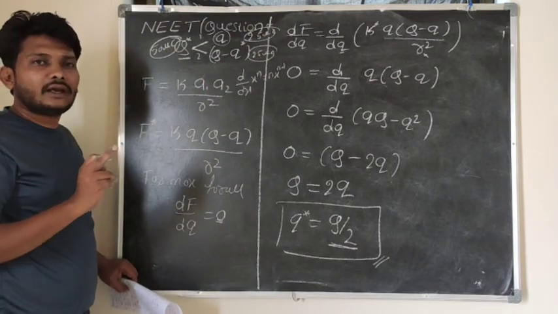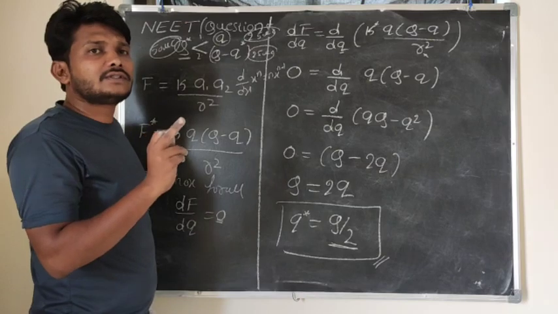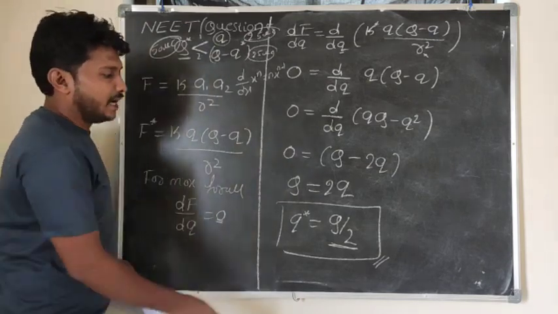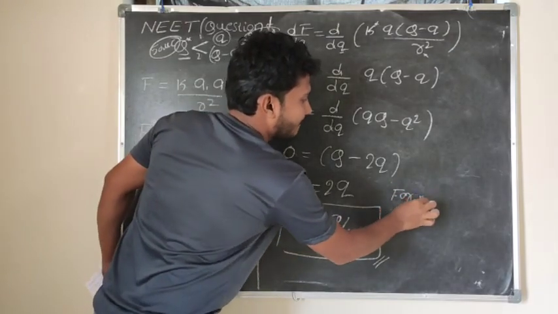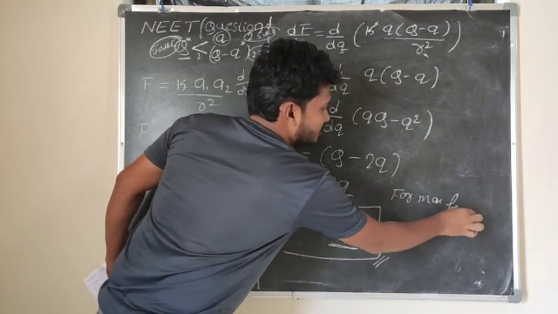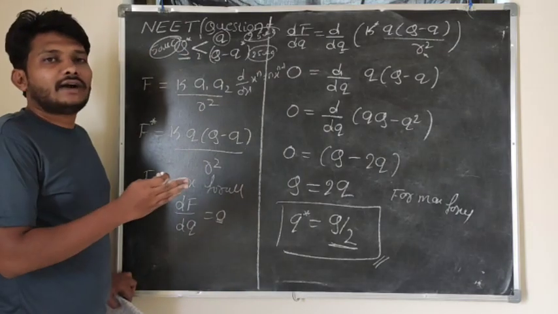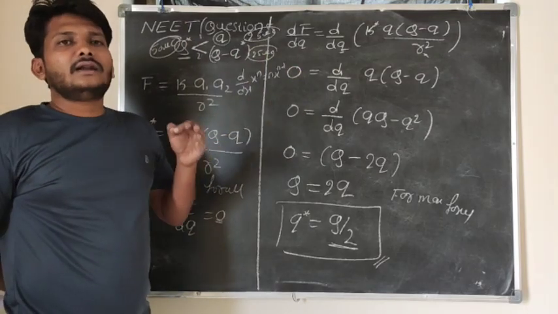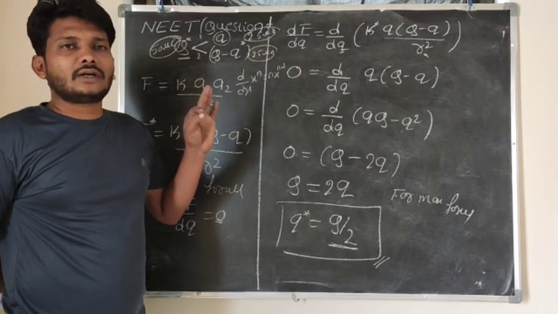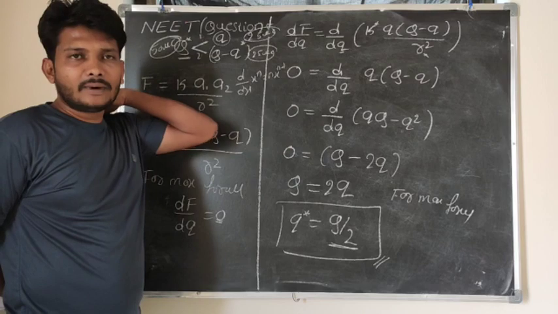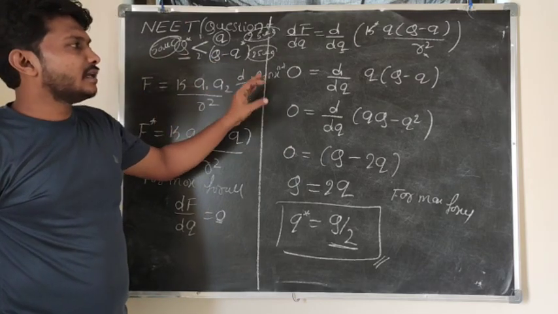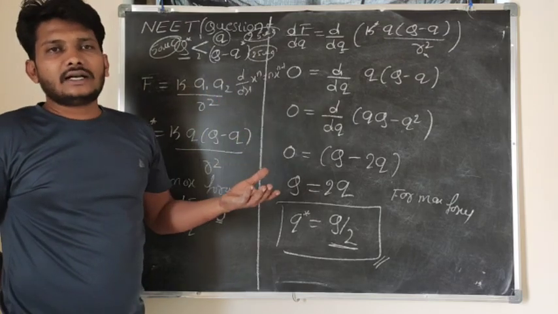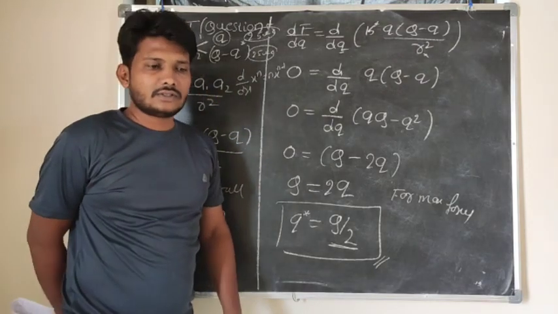Remember one point here: in order to get the maximum force, you have to divide the charge into two equal parts. So for maximum force, we should divide the charge into two equal parts. Hope you understand till now. In the last class we discussed Coulomb's law. Today we discussed some numericals related to Coulomb's law. In the next class, let me consider certain kinds of cases in Coulomb's law, and we'll look at some numericals and go for the next one. So hope you understand.